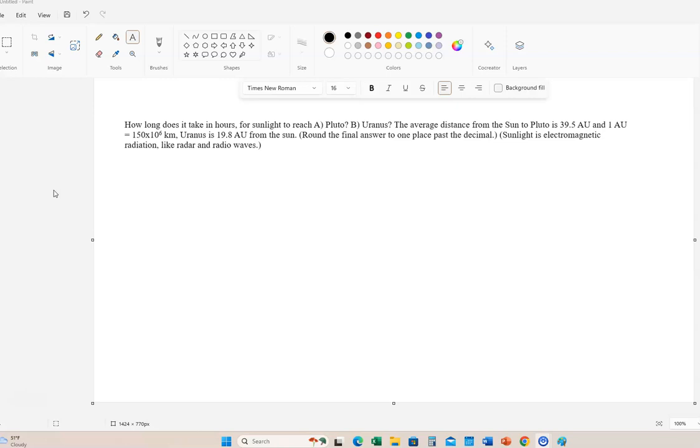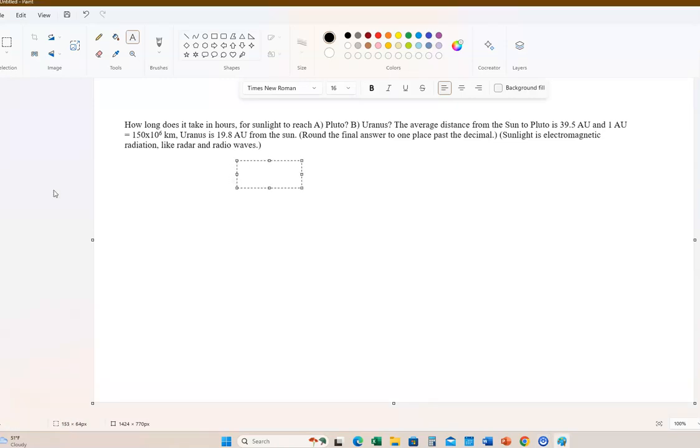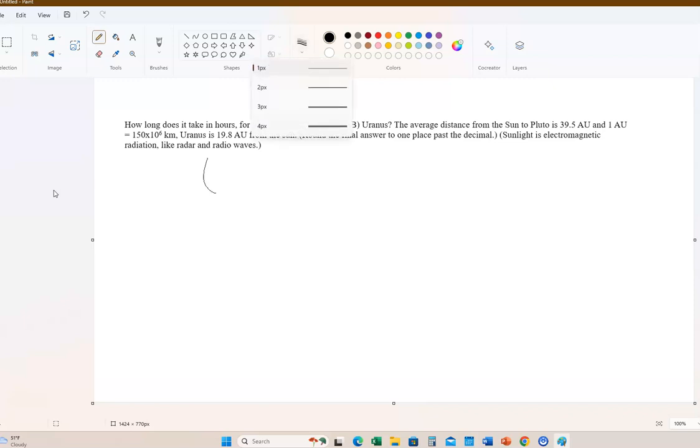Okay, so right away, when you start reading this kind of stuff, look what we're looking for. Oops, switch that to pen. I didn't change the size of this thing. Okay, there we go. What we're looking for is the time in some number of hours. The average distance from the Sun to Pluto is 39 AU, and 1 AU is 150 million kilometers. And then the distance to Uranus is 19.8.